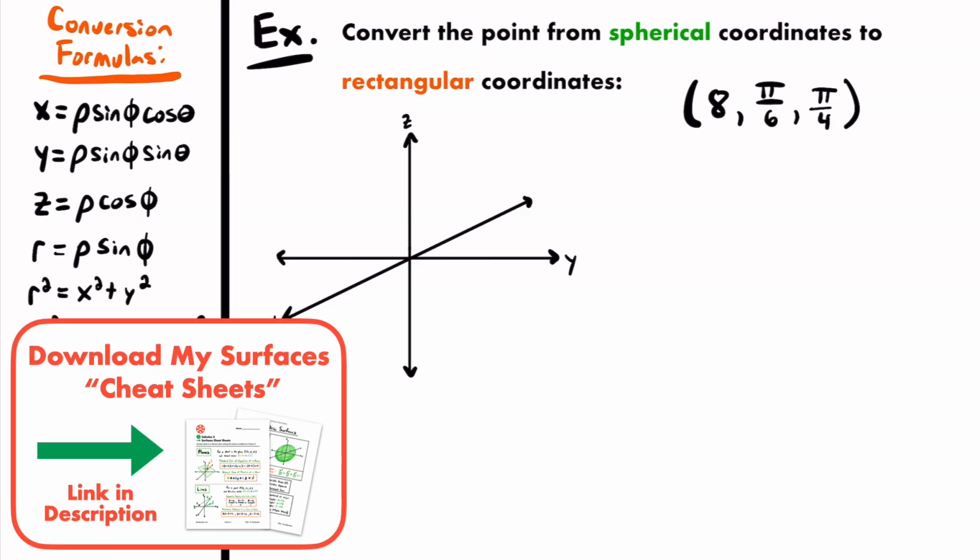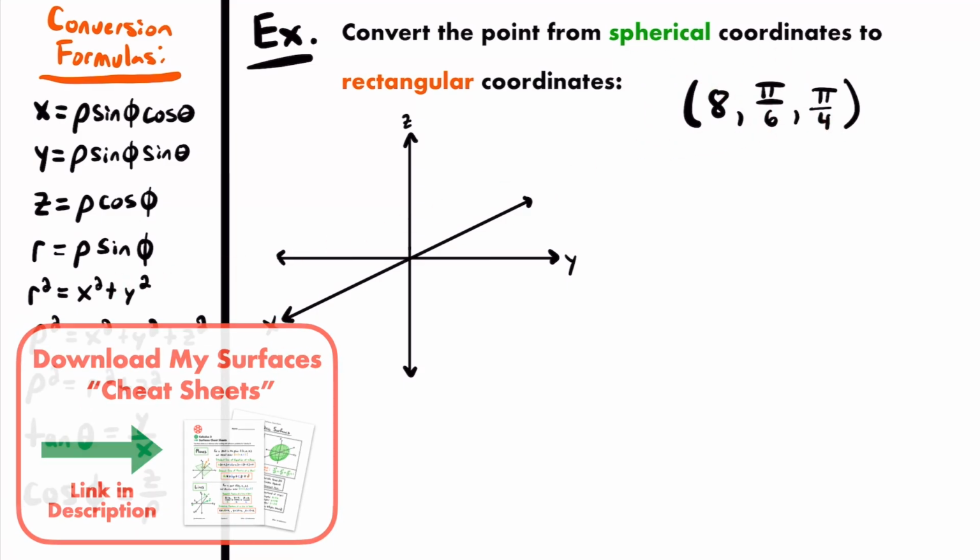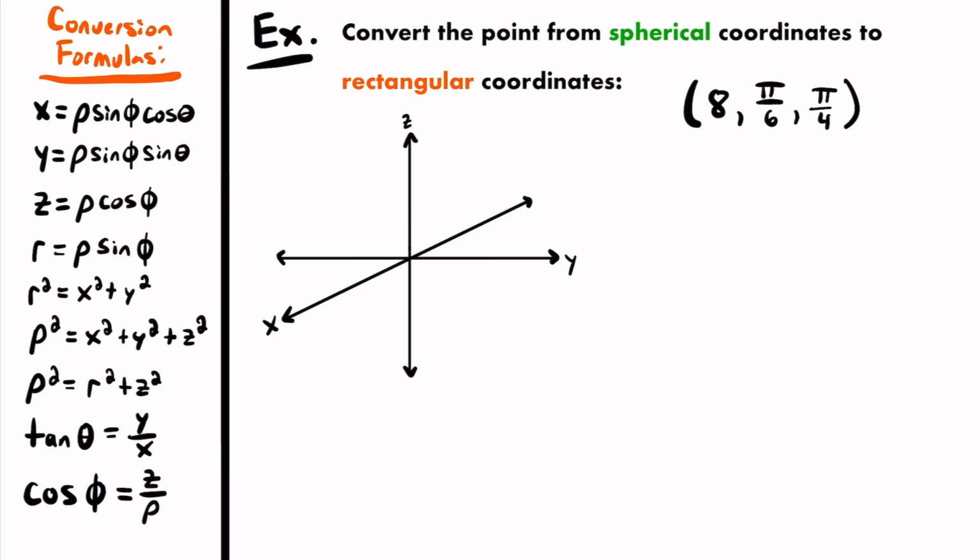Now in this case, we've been given a point in spherical coordinates, and spherical coordinates are always ordered like this. You have rho, the distance from the origin to your point, and then theta, the angle from the positive x-axis, and then phi, which is the angle from the positive z-axis. So in this case, rho is equal to 8, theta is equal to pi divided by 6, and phi is equal to pi divided by 4.